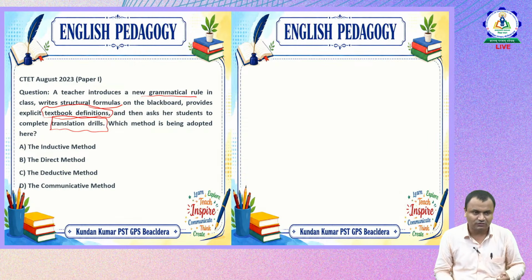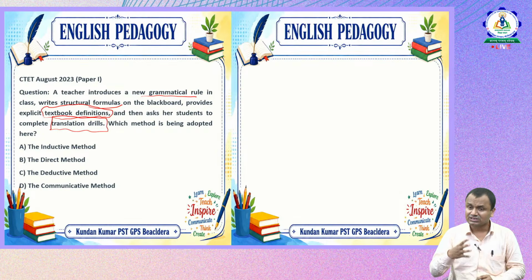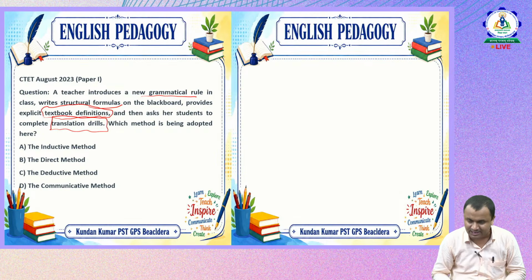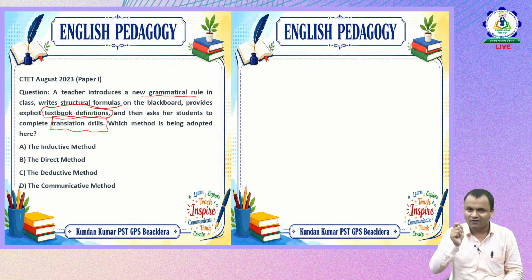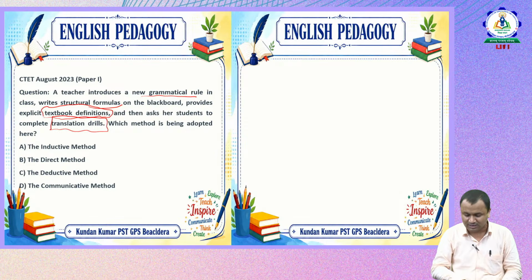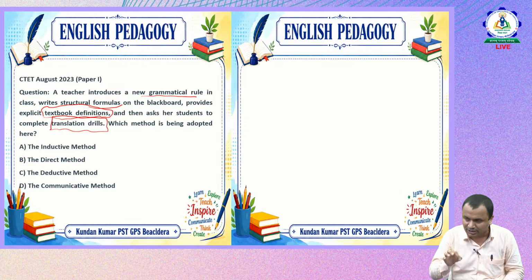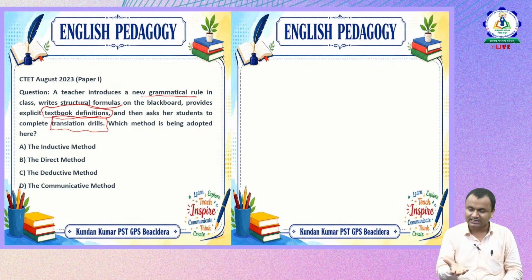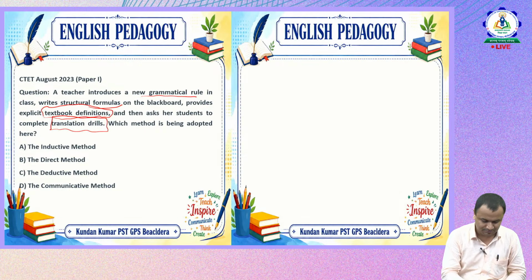Now in the options we don't have GTM: inductive, direct, deductive, communicative. So we need to know that the foundation of grammar translation method, the core of grammar translation method, or the skill by which the grammar translation method is executed in the classroom is known as the deductive method. So deductive method is at the root, at the foundation of grammar translation method. So when we do not have the option of GTM, we'll go with deductive method.